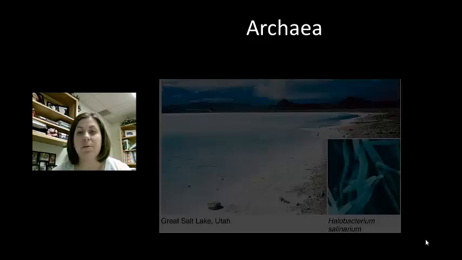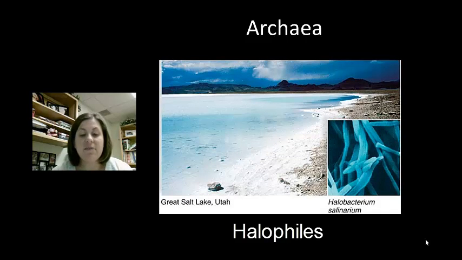The second group here are the halophiles. These live in high salt concentrations. Now, this means that there's like 12 to 15% salt. This is way higher than even the ocean, and examples would be the Great Salt Lake or even the Dead Sea, as well as what we would call salt ponds.